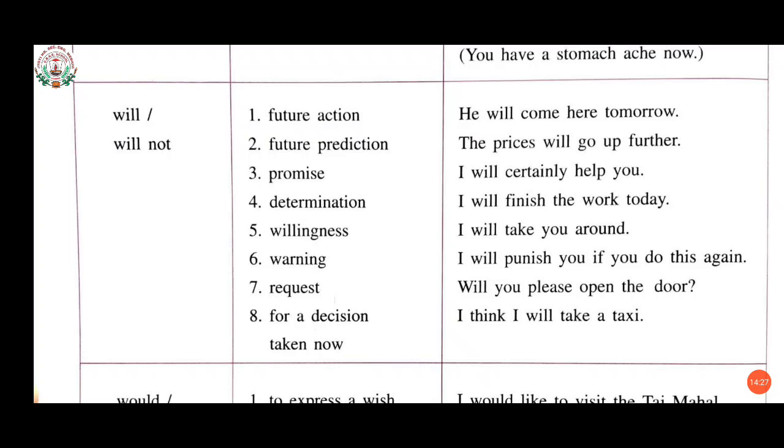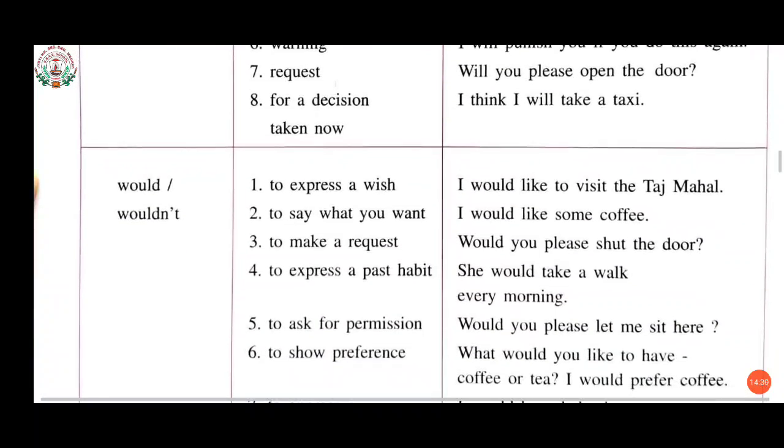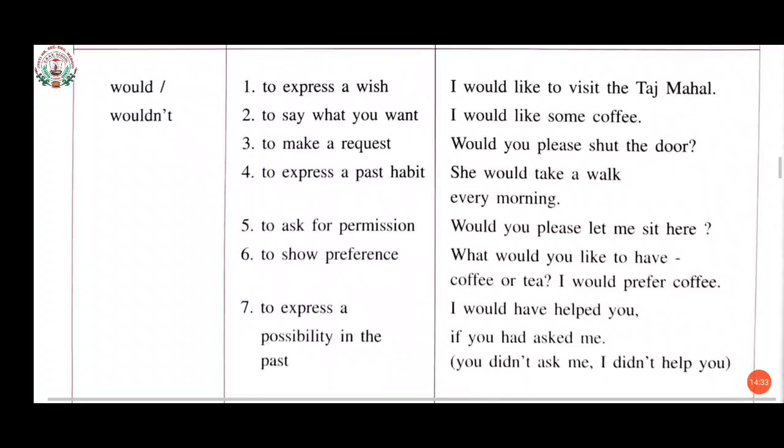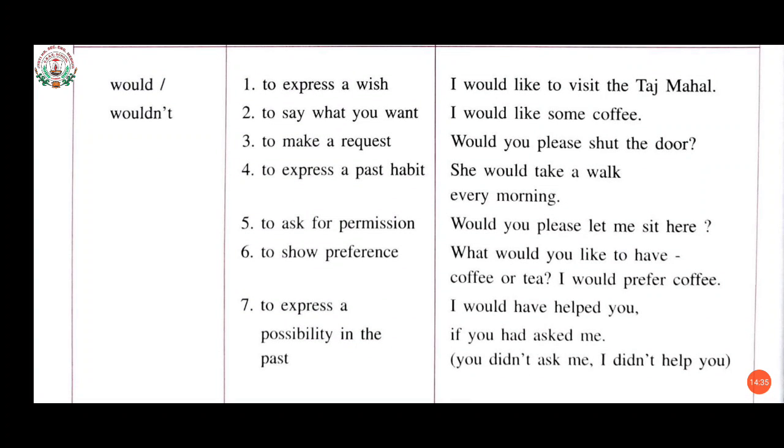So after this, students, the use of will and will not, we have the another models, and that is would and wouldn't. There are 7 uses, and first is to express a wish, then to say what you want, to make a request, to express a past habit, to ask for permission, to show preference, to express a possibility in the past. Okay, now students, examples are given over here. So after reading the example, you will understand it more clearly.